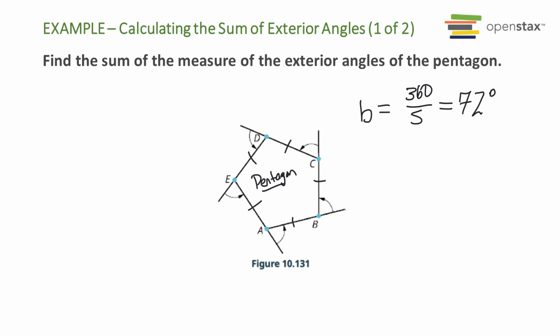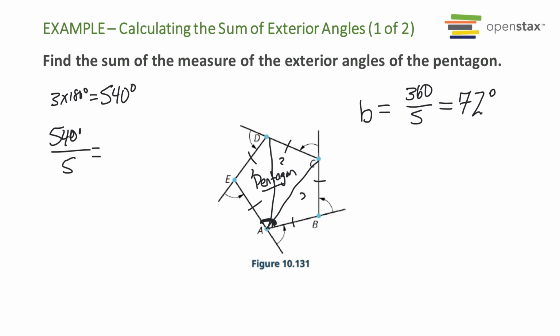You know, if you're thinking, how is that possible? Like, is that true? Well, go back to what we were doing. We know that a pentagon is basically smashing together 1, 2, 3 triangles. So 3 times 180 degrees is 540 degrees. And then if we do 540 divided by 5, because there's 5 sides, that's 108 degrees.